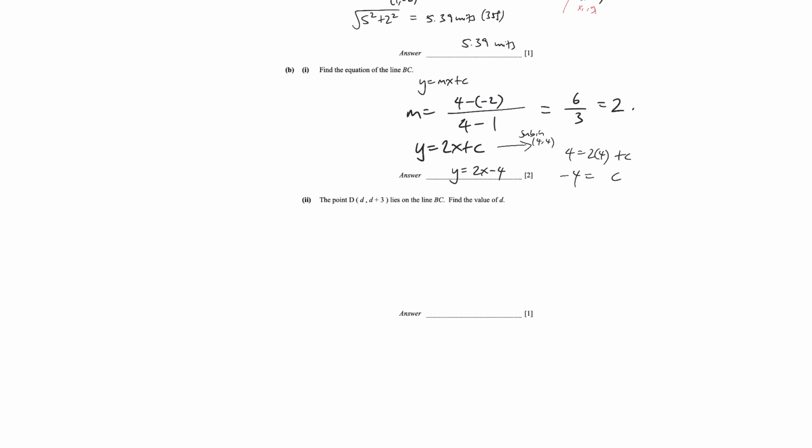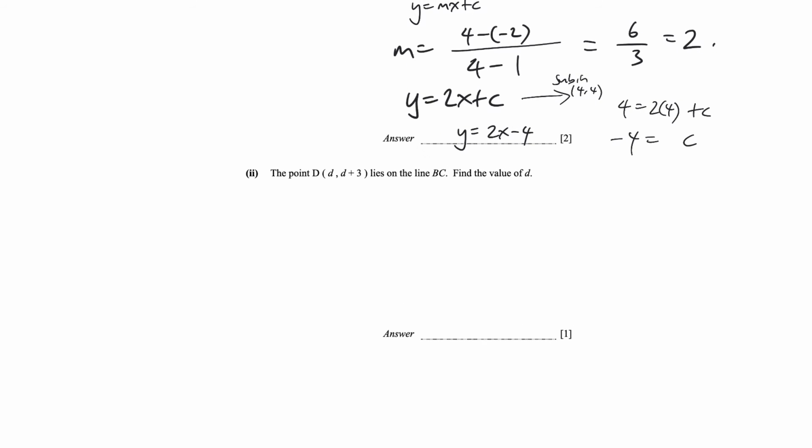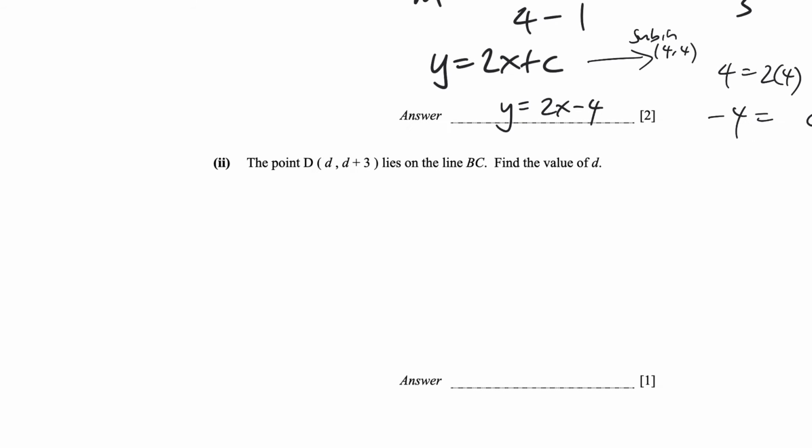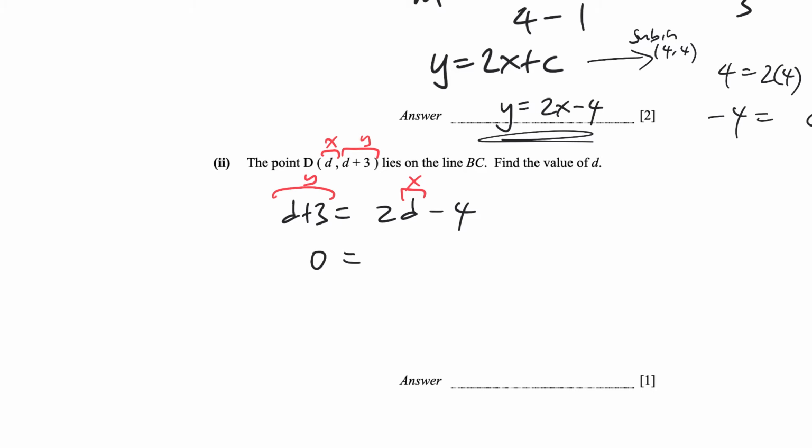Finally, the point D, D plus 3 lies on this line. So it lies on this line means it fulfills this equation. So let's just sub it in. Y is D plus 3. X is D. This is Y and this is X. And then find D. Let's just simplify then. So move everything to one side. 2D minus D is D. -4 minus 3 is -7. Just move it back. D is 7. Done.